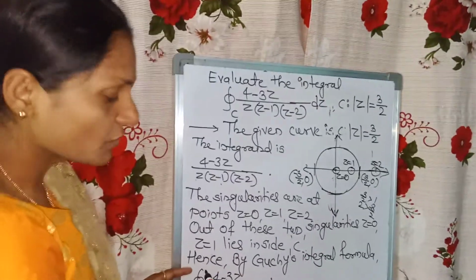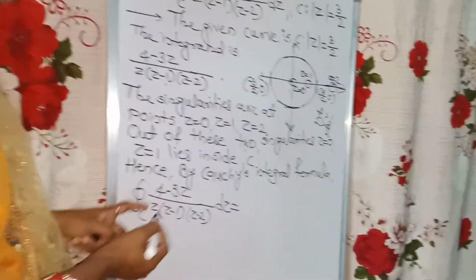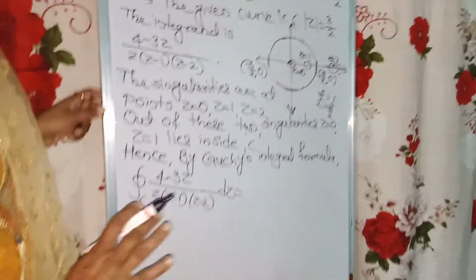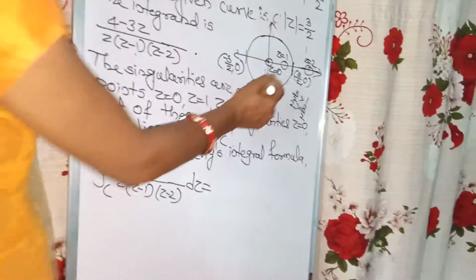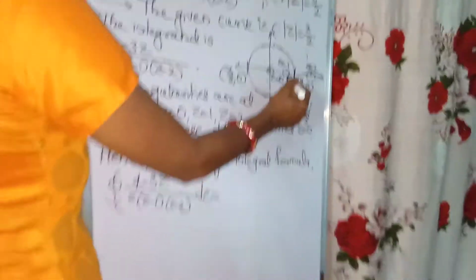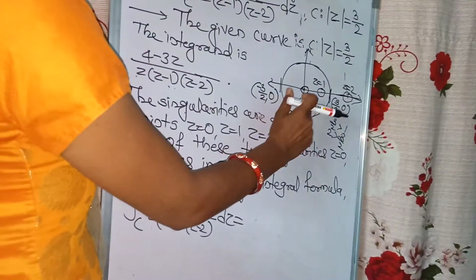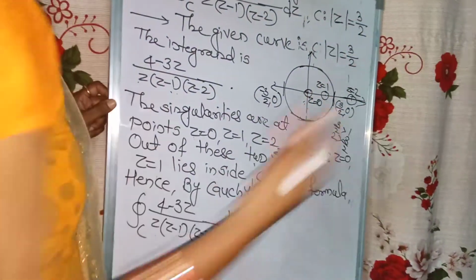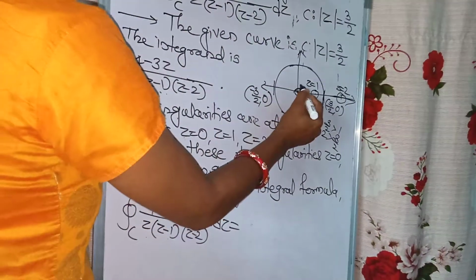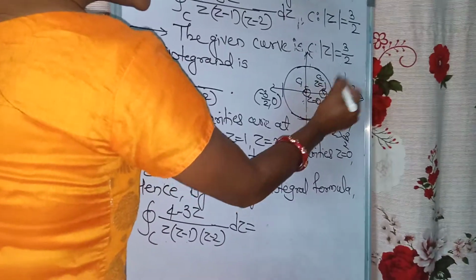So now we will be using the Cauchy's integral formula for the integral over closed curve C of (4 minus 3z) by (z minus 1)(z minus 2) dz. Observe what I am doing. This is a circle which contains two singular points inside. That means this domain is now a multiply connected domain. This multiply connected domain I will convert to a simply connected domain. How can I convert that? I can write this curve as curve C1, and I can write this curve as curve C2.